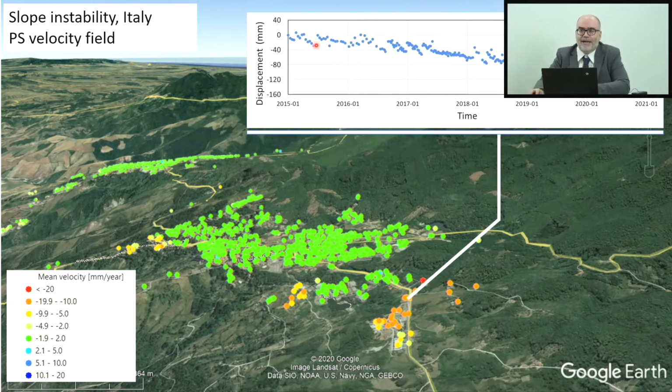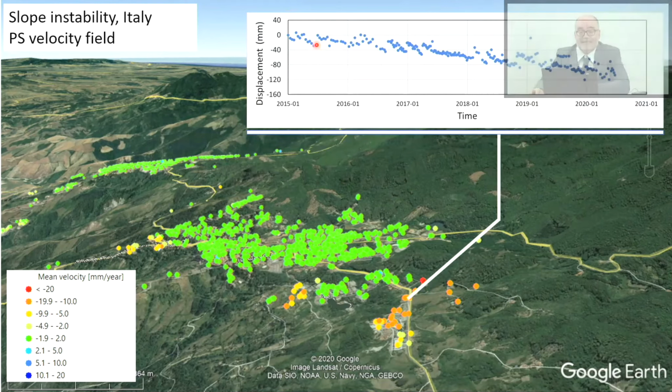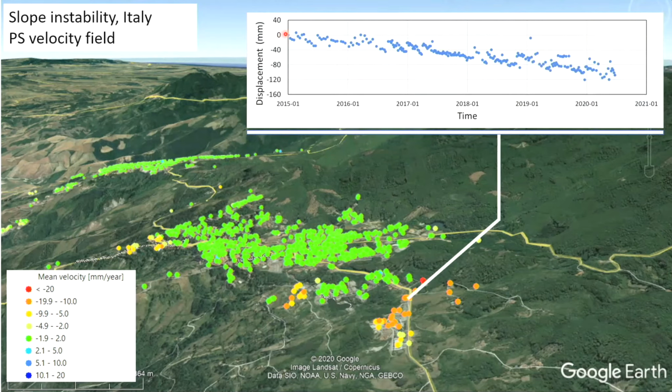Every one of these points is measured in terms of its displacement from the zero, from the reference point. Again, we need to select the reference and we need to measure the displacement of every permanent scatterer compared to the reference. And this is the displacement measure. So we can measure the displacement of these permanent scatterers for every single date of our time series.